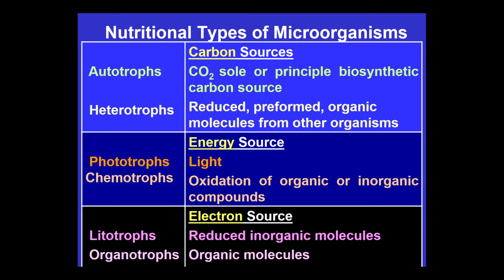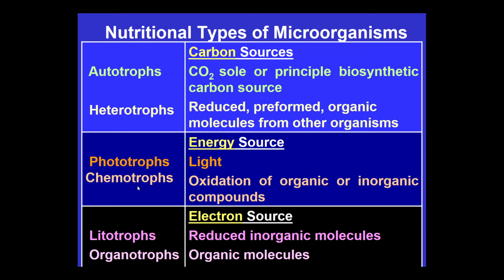So regarding the nutritional types, bacteria can be classified into autotrophs and heterotrophs. Mainly pathogenic bacteria are heterotrophs, but not autotrophs. So what is the difference? Autotrophs use carbon dioxide as a sole or principal source for the biosynthesis of their structures. Heterotrophs usually use reduced preformed organic molecules produced by some other organisms.